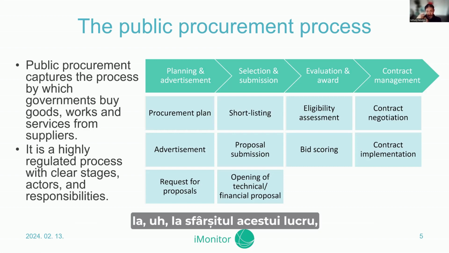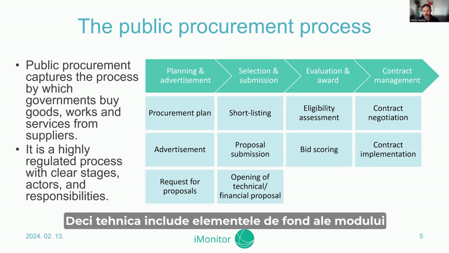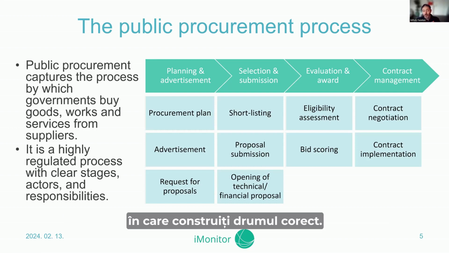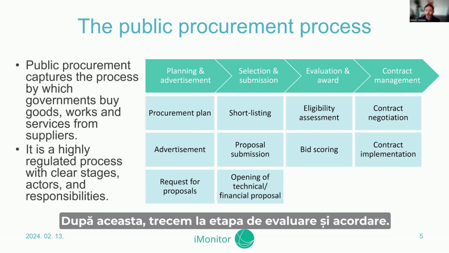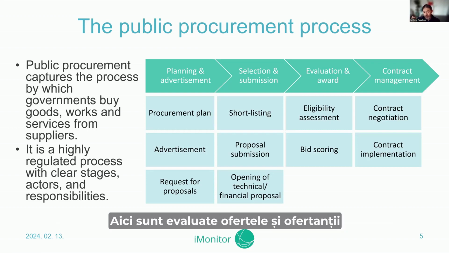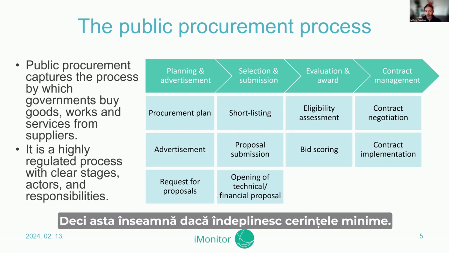At any rate, at the end of this, when proposals are submitted, the buyer opens these technical and financial proposals. Technical includes the substantive elements, so how you build the road, right? And the financial is the costing and the detailed budget. After this, we move on to the evaluation and award stage. This is where submitted bids and bidders are assessed for their eligibility. So that means whether they meet the minimum requirements, right?